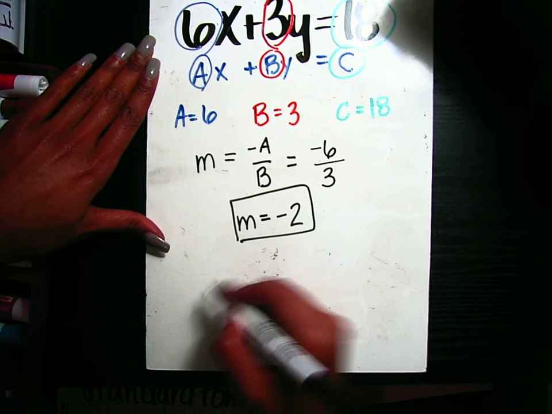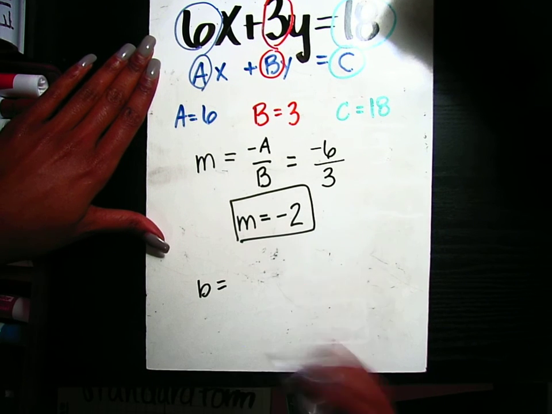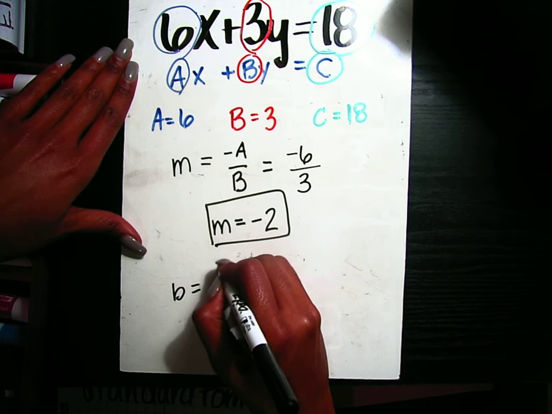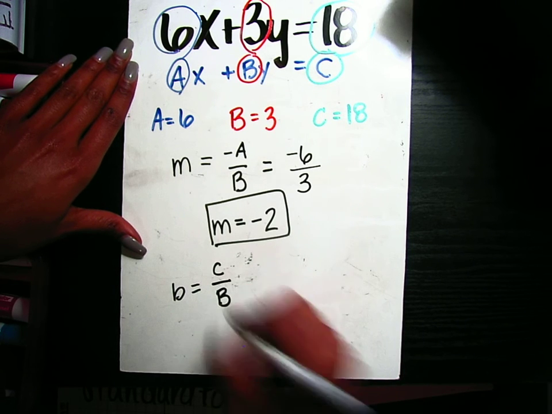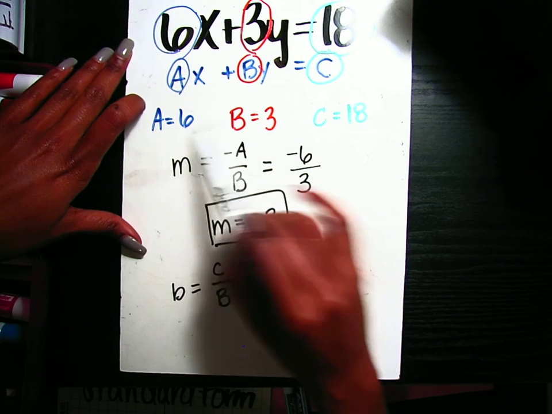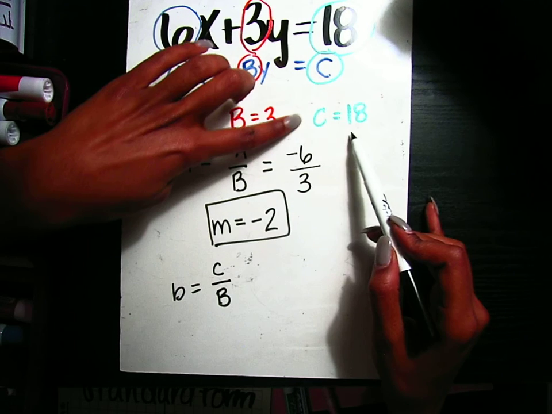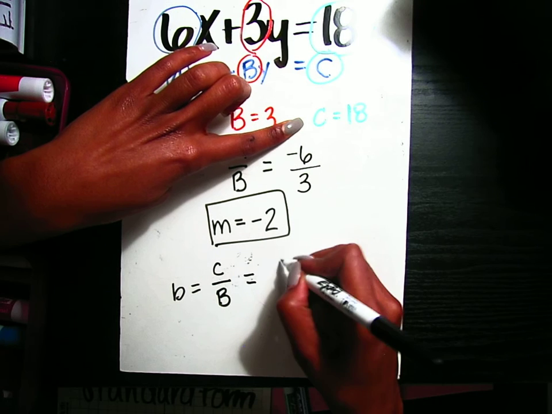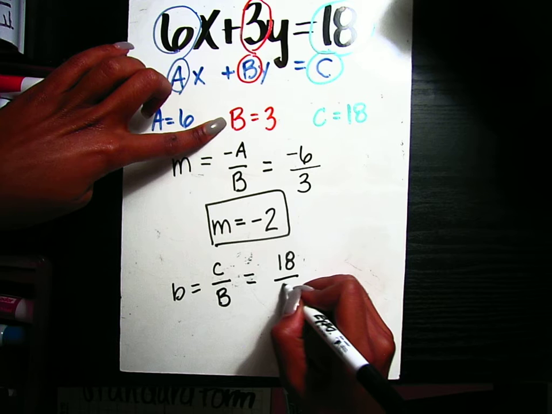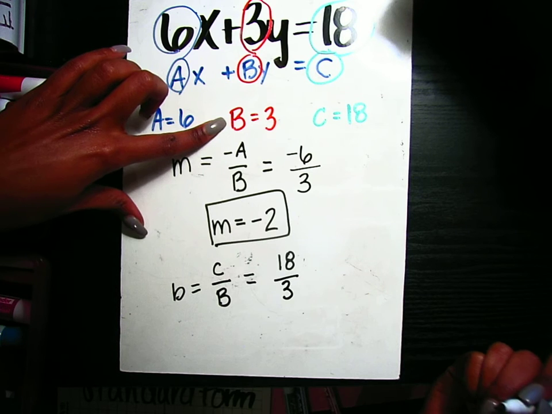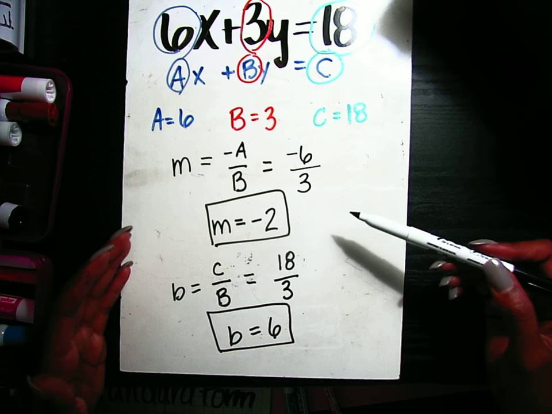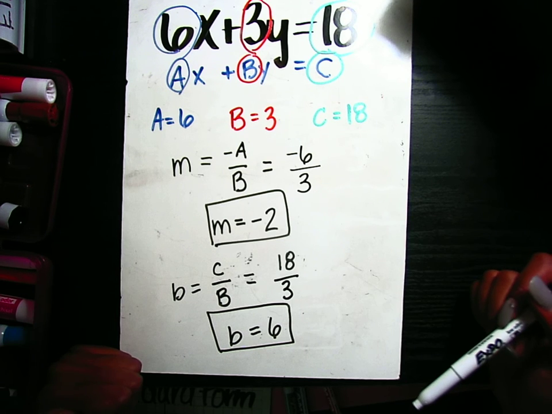Same thing, if I were looking for my y-intercept, I can remember the shortcut. Y-intercept happens when you have C over B. So looking at the letters that I labeled, I know that C is 18, so 18 over, and B is 3. 18 divided by 3 is 6. I was able to find the same exact answer, just with a little less time.